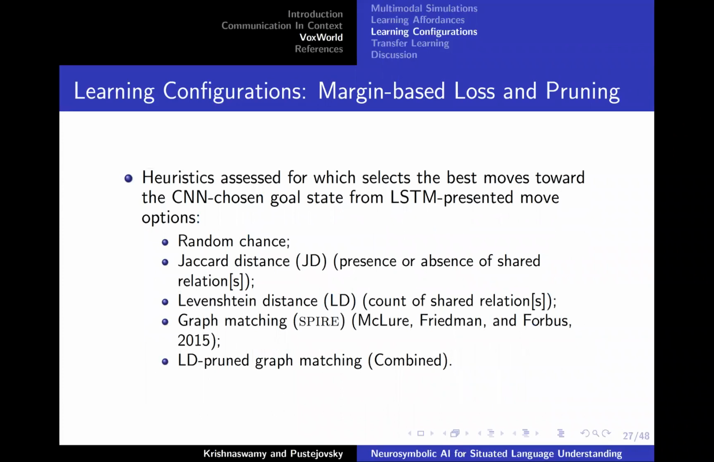We chose 5 heuristics to assess which select the best moves toward the goal state. We use random chance as a baseline, Jaccard distance for presence or absence of shared relations, and Levenshtein distance because the count also matters. We also used a graph matcher developed by a colleague, Scott Friedman, called Spire, and then we adapted a version of the graph matcher to also prune some of the results by Levenshtein distance before feeding them to the graph matcher.